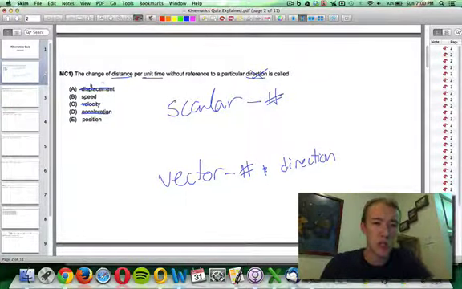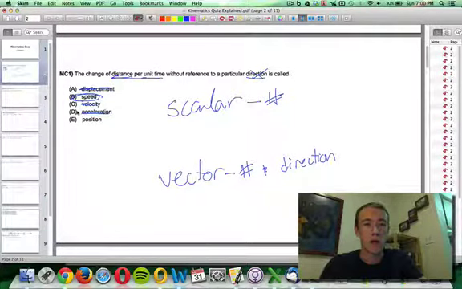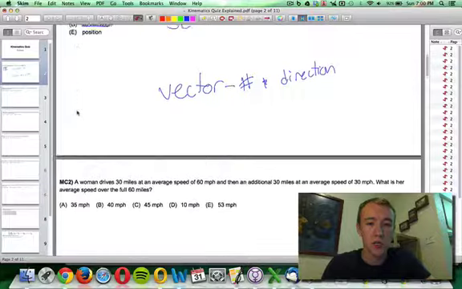So change of distance per unit time. Distance per unit time, that's going to be speed. That's our definition of speed there. So distance per unit time, that's speed. Good. Let's move on to question 2.